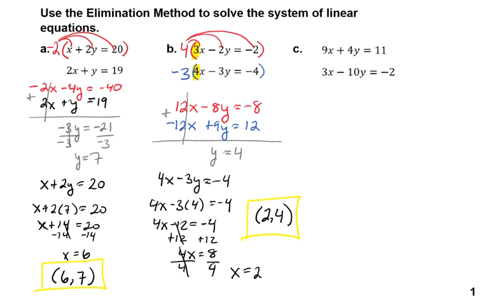I want you to try letter C on your own and see how you do. So go ahead and push pause. If you're done with the problem, push play, and let's see how you did.